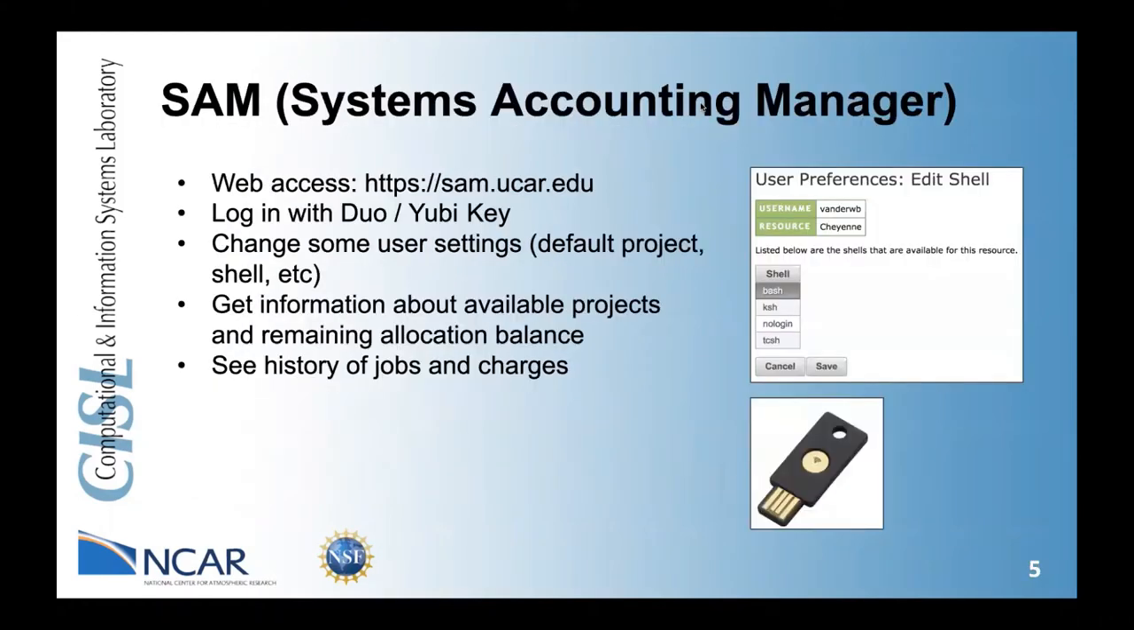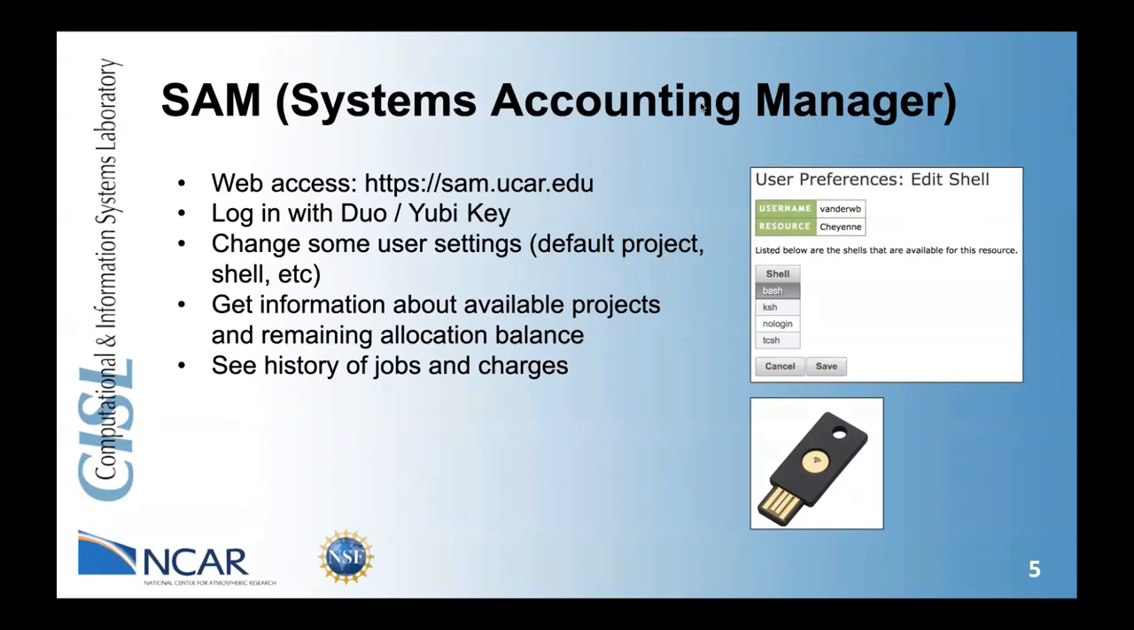Okay, before we even talk about how you get onto the systems themselves, I just want to mention the Systems Account Manager, SAM. SAM's a place where you can learn a little bit about the resources you have and how much computing you have under your account. You access SAM at just sam.ucar.edu in your browser, with your standard Duo or YubiKey authentication. When you're logged in, you can make a couple of changes to your user settings. You can select what project you want to run out of by default, and you can also select your default shells on the various systems.